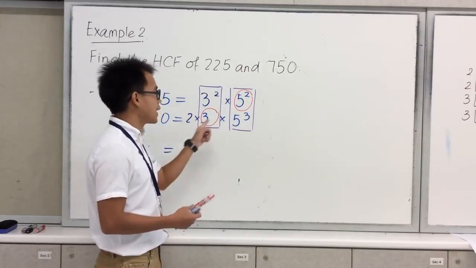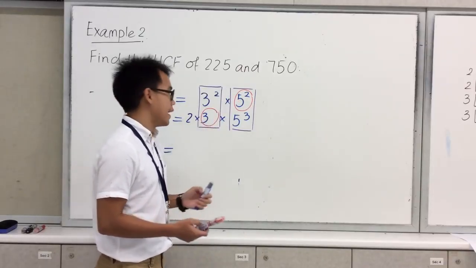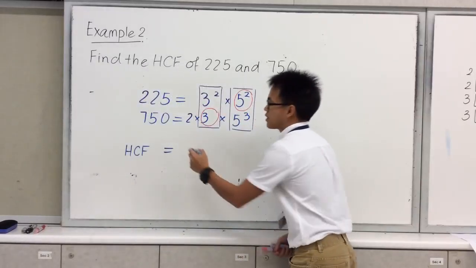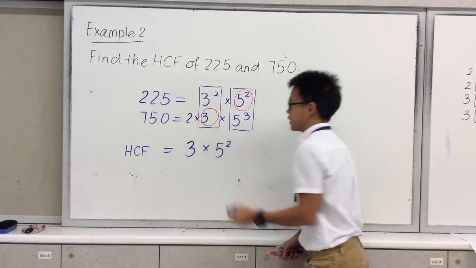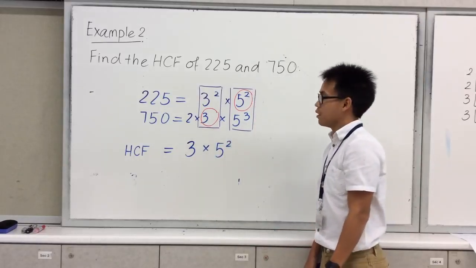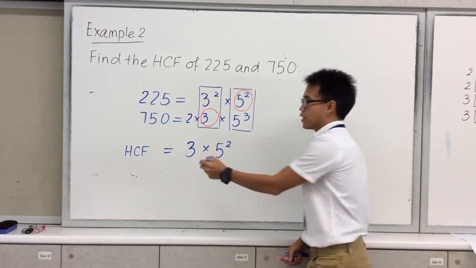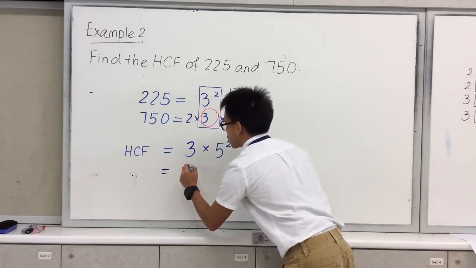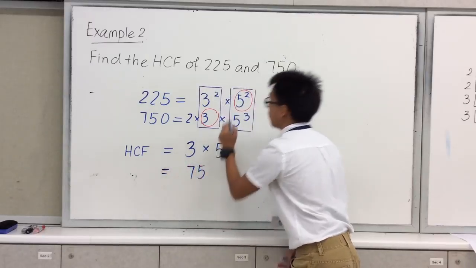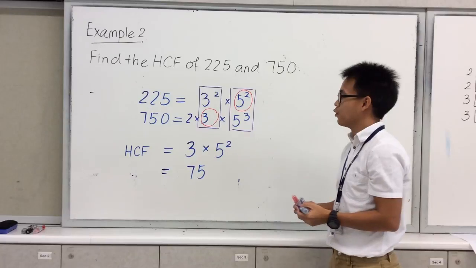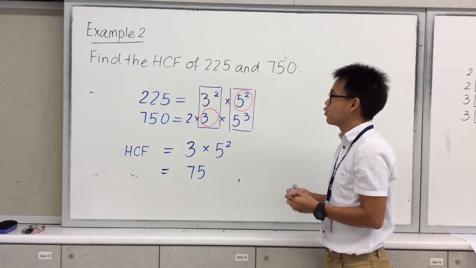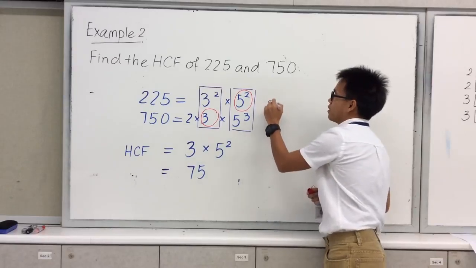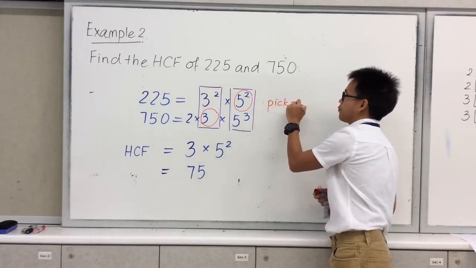Now, we pick the smaller powers and they will give us the highest common factor of the two numbers. Okay? So, 3 times 5 squared is 3 times 25. The HCF of 225 and 750 is 75. Remember? Okay, the method is to pick the smaller power.